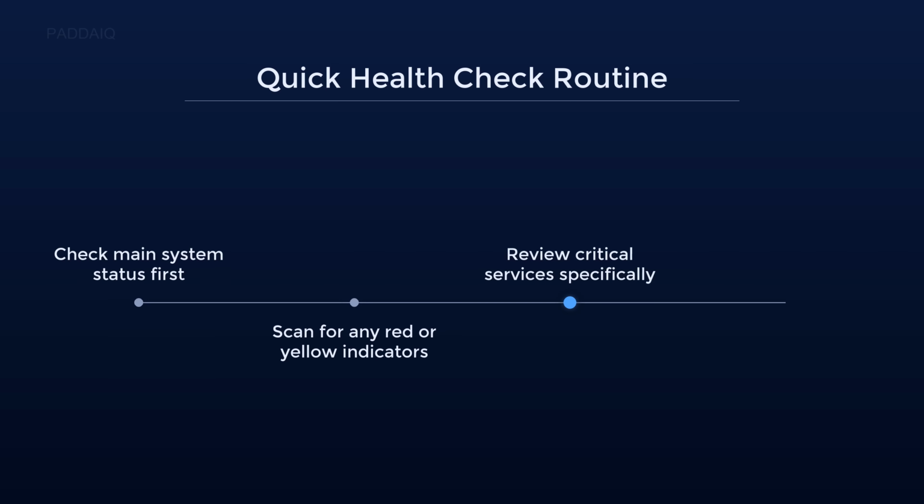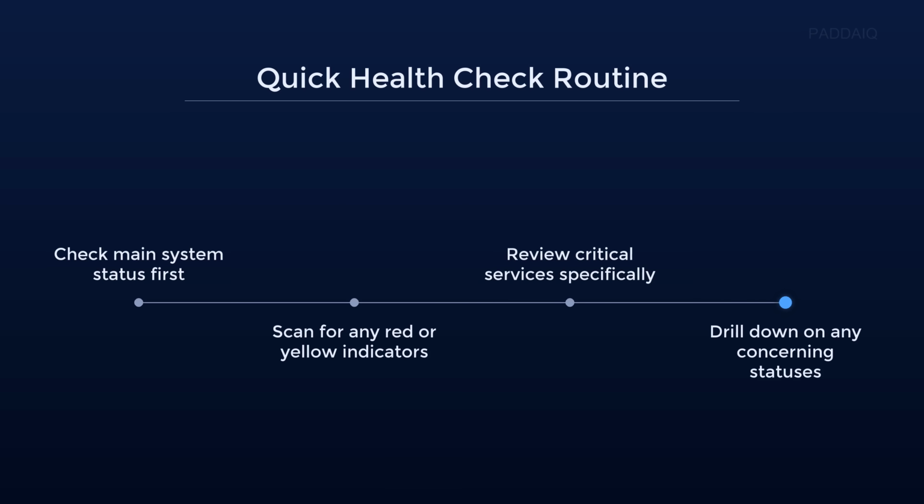Review critical services specifically. This means checking the essential SAP BTP services your applications rely on, ensuring they are active and performing well. For example, verify your SAP HANA Cloud database instance is running and responsive before a major reporting operation. This focused check helps prevent unexpected disruptions and keeps your solutions stable.